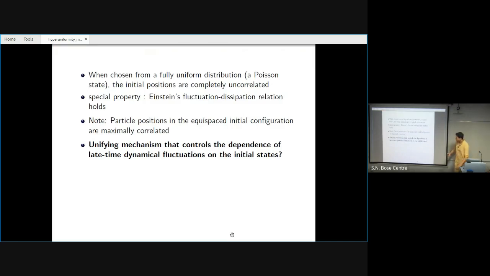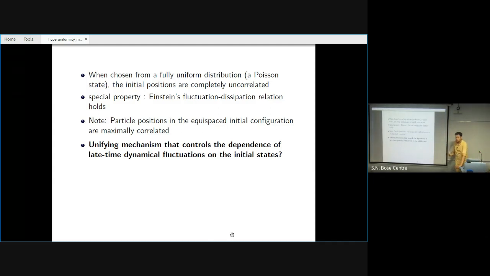So before we go into the work, let's look at what people have studied so far. When you choose your initial state from a fully uniform distribution, it is equivalent to saying that there are no correlations in the particle positions. And for this kind of initial state, what really holds is the fluctuation dissipation relation. Now, if you place your particles in an equispaced initial condition, then your particle positions are maximally correlated. Because if I know the position of the first particle, then I can tell you what the position of the final particle is.